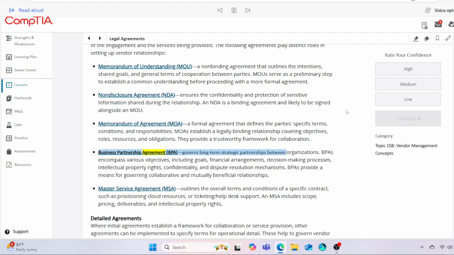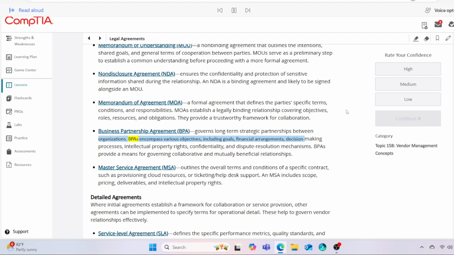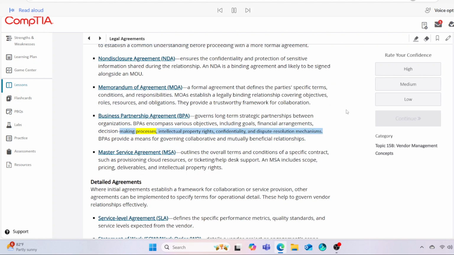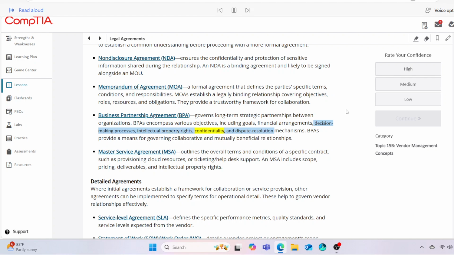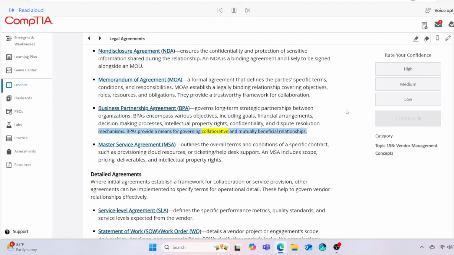Business Partnership Agreement, BPA, governs long-term strategic partnerships between organizations. BPAs encompass various objectives, including goals, financial arrangements, decision-making processes, intellectual property rights, confidentiality, and dispute resolution mechanisms. BPAs provide a means for governing collaborative and mutually beneficial relationships.